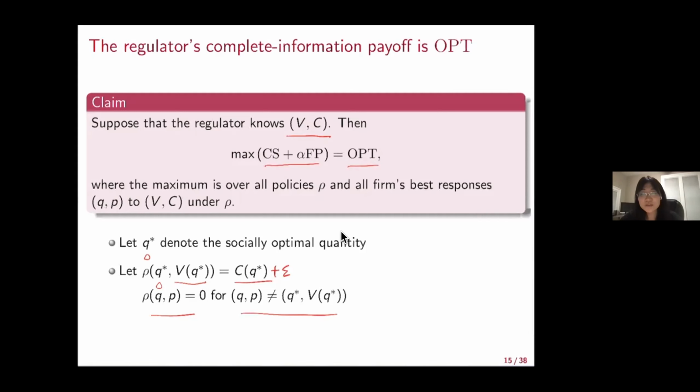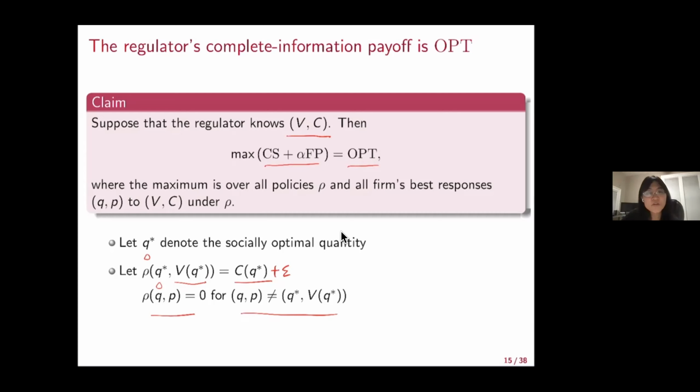Oh, so this is exactly what I was saying, right? If I know V and C, then my policy would, as long as alpha is smaller than 1, make sure that all the surplus goes to the consumers, right? Okay. But I thought if V and C are known, then alpha should be 1, right? That's what the regulator does, right?